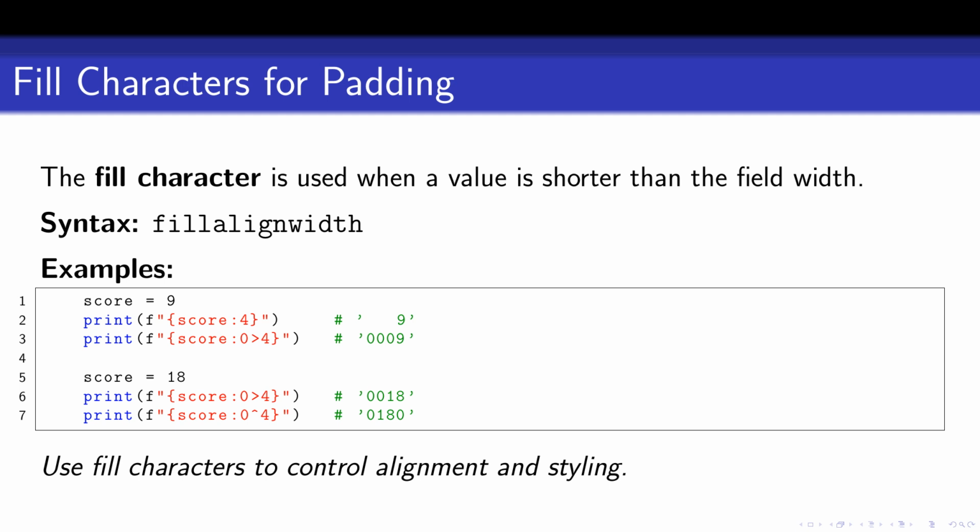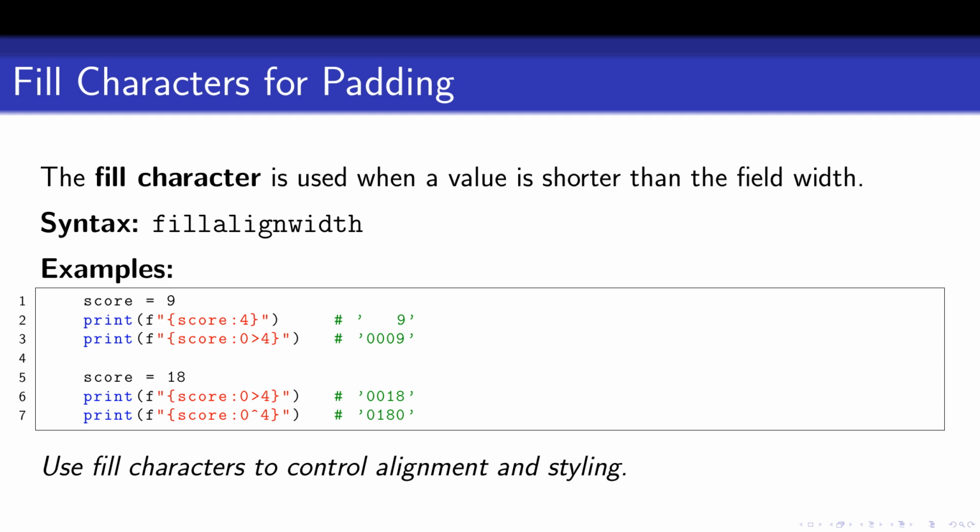You can also enhance alignment by using fill characters, custom symbols that pad the empty space in a field. This is especially helpful when formatting numbers or when you want a stylized output. The fill character is placed before the alignment character in the format string. For example, score : 0 greater than 4 pads the score with zeros on the left, resulting in something like 0009 for a 4-character wide field.